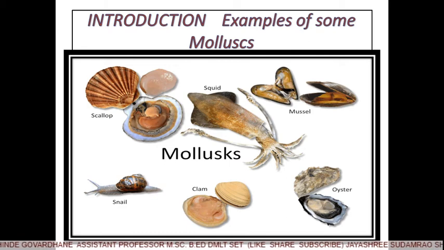Now about 1 lakh species of mollusks are of economic importance to man. For example, clams, oysters, scallops, squids and others are used as food by humans in many parts of the world. We can get pearls from the oysters. The shells of clams are used as buttons, knife handles and other ornamental objects.